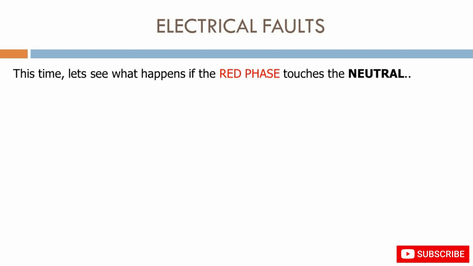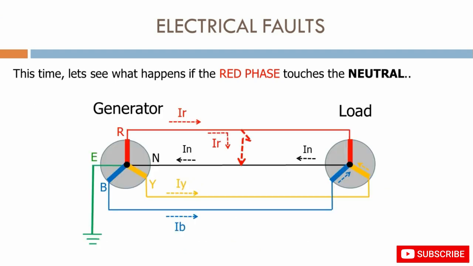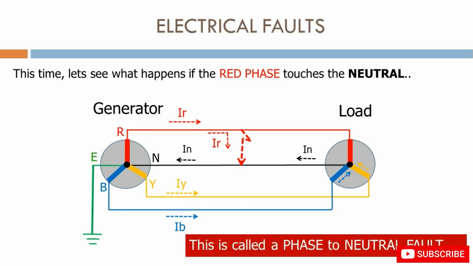This time, let's see what happens if the red phase touches the neutral. In this scenario, the red phase current again does not go through the load. Instead, it goes through the red conductor, through the fault, and back down the neutral conductor. This path has a much lower resistance than going through the load, therefore the current will increase substantially. This is called a phase to neutral fault.